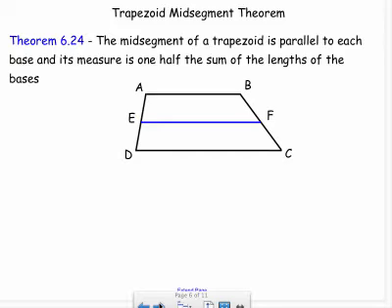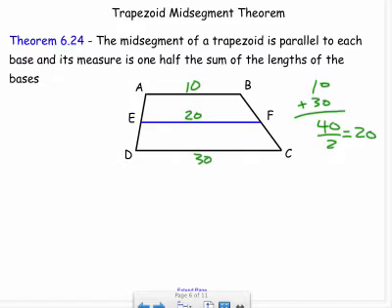Another theorem with our trapezoid is that the midsegment, the line that's right in the middle of the trapezoid, halfway between the parallel lines, has a measure that is 1/2 the sum of the lengths of the bases. Before I write it out mathematically, let's just think about that. Let's say AB is 10 units and DC is 30 units. That means EF would be the sum of these two, 10 plus 30, which is 40, and half of that. So 40 divided by 2 is 20. So I know that EF is a distance of 20.